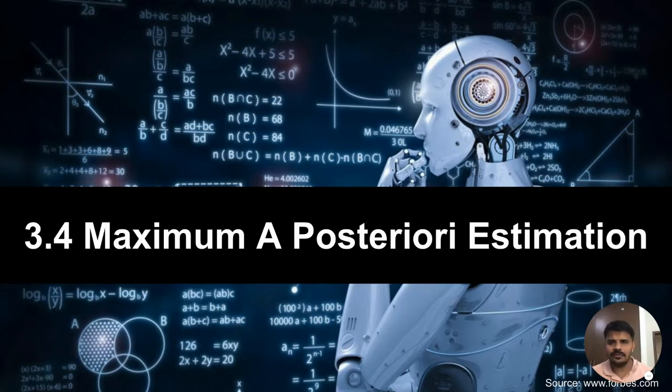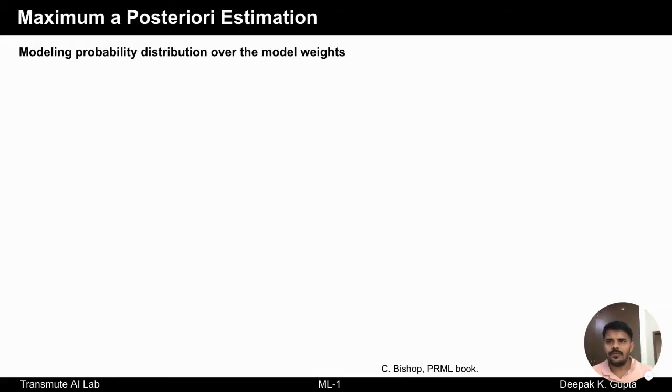In this module, we will cover maximum a posteriori estimation. This is also referred to as MAP. What it involves is to model the probability distribution over the model weights. In the previous lecture, we have studied the difference between maximum likelihood estimation and maximum a posteriori estimation. Maximum a posteriori is one step towards Bayesian, where we try to also use some prior information.